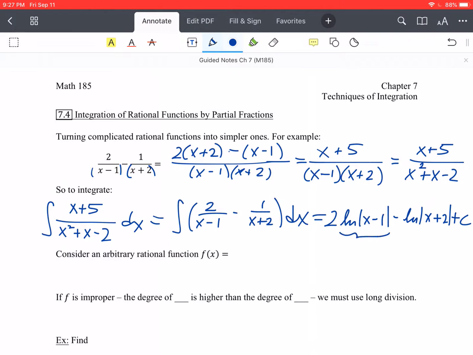So fair warning, you will see a lot of natural logs popping up in this section because you get a lot of these rational functions that look like the derivative of a natural log function.